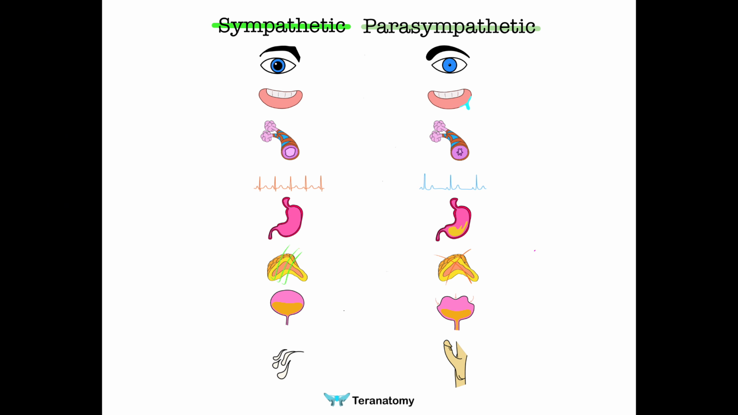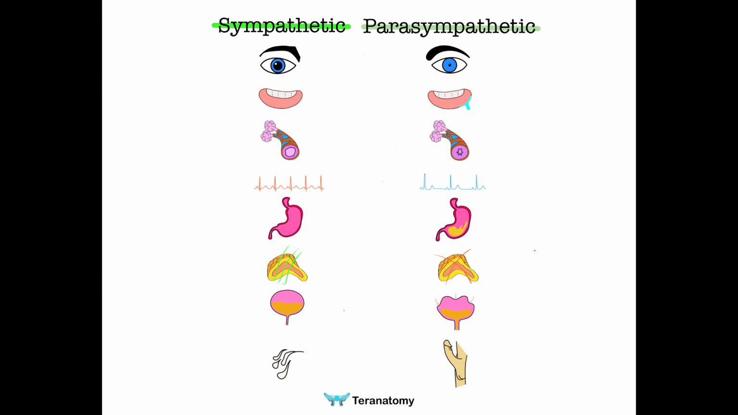Regarding exocrine glands, the sympathetic system inhibits glandular secretion, except for sweat glands. In contrast, the parasympathetic system stimulates exocrine secretion. In the heart, the sympathetic system increases heart rate, enhances cardiac contractility, and accelerates conduction velocity, whereas the parasympathetic system produces the opposite effects. In the bronchi, the sympathetic system causes bronchodilation, while the parasympathetic system causes bronchoconstriction.